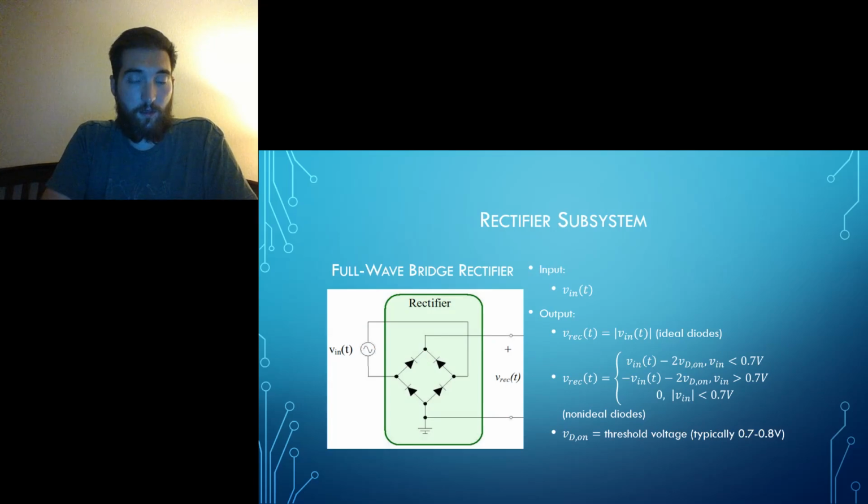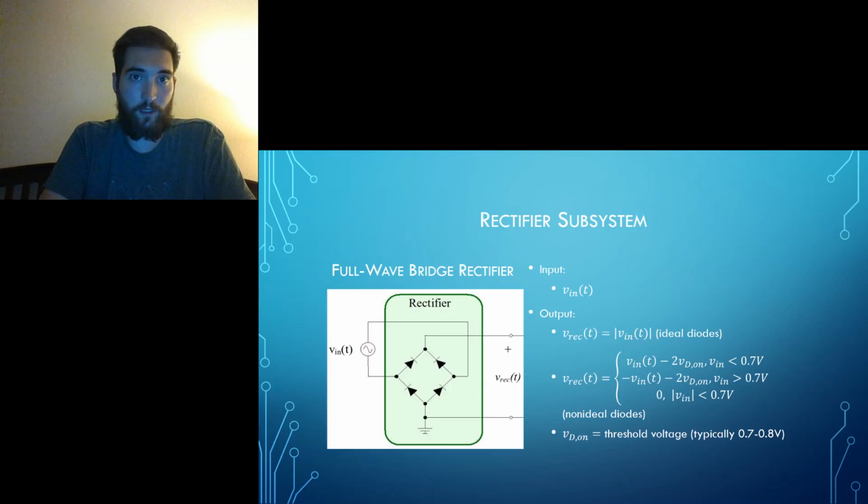So the rectifier subsystem consists of a full wave bridge rectifier, which is 4 diodes arranged so that during the positive half cycle of an AC input, 2 of the diodes are acting as on, and during the negative cycle of the AC input, the other 2 diodes are acting as on. So the input here is Vin(t), and the output is Vrec(t). Using ideal diodes, this Vrec, the output of the rectifier, will just be the absolute value of the input.